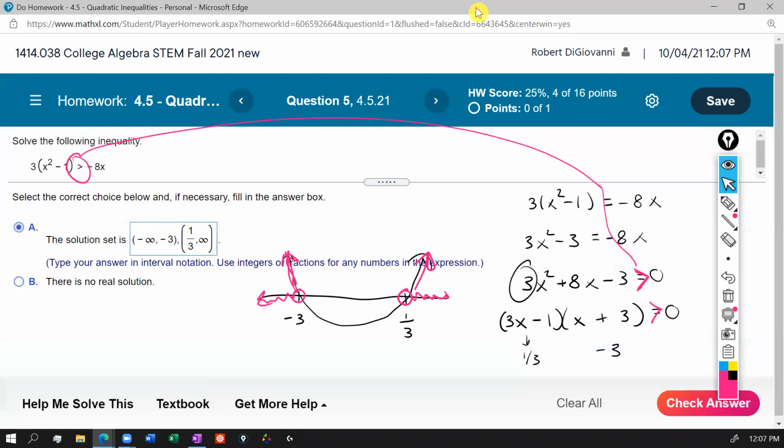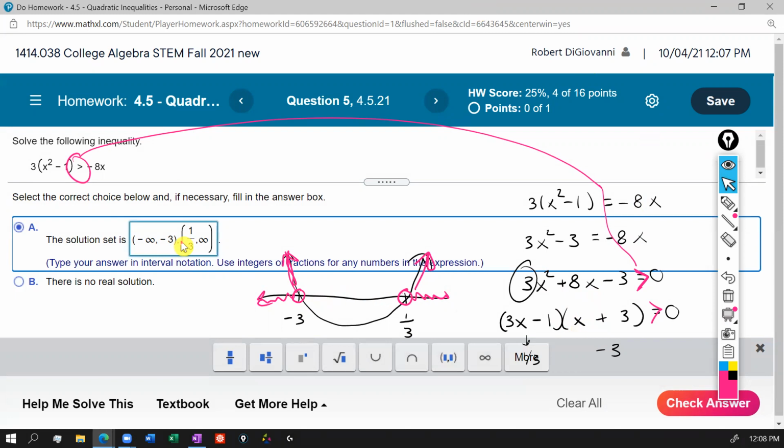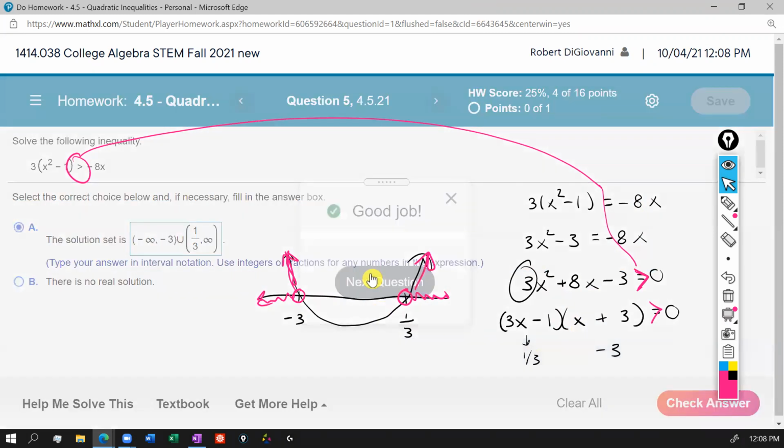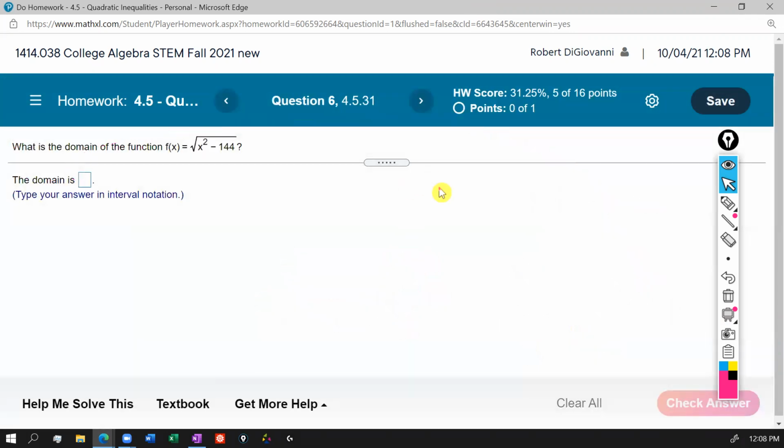Well, what's going on here? Positive 1/3, negative 3. Oh, I forgot to put union. Oops. Let's see if I can go back in there. I did not put union. I should have put union. There we go. All right, next one.